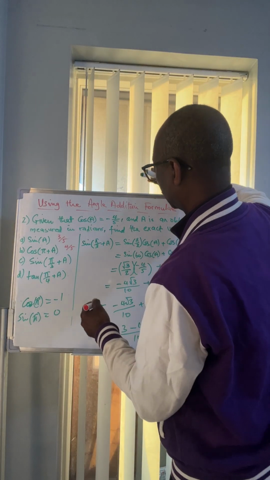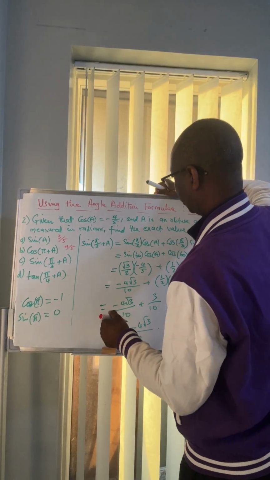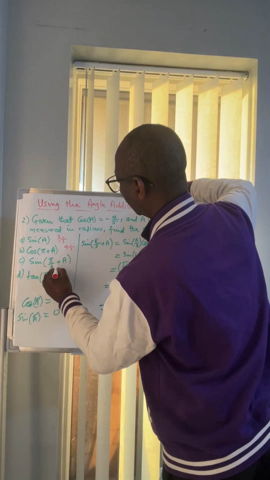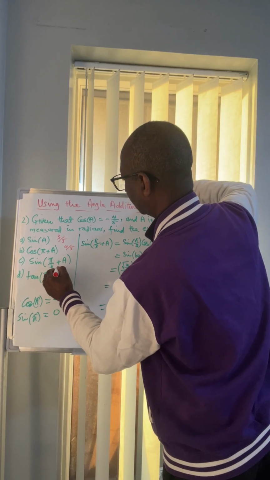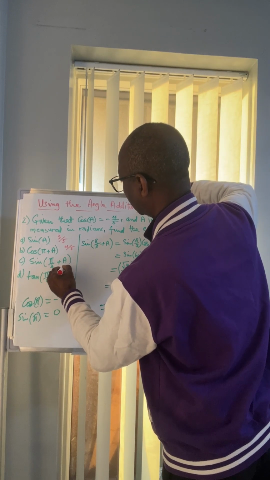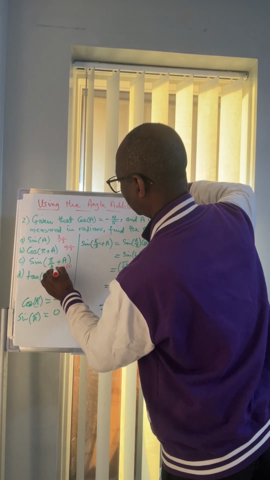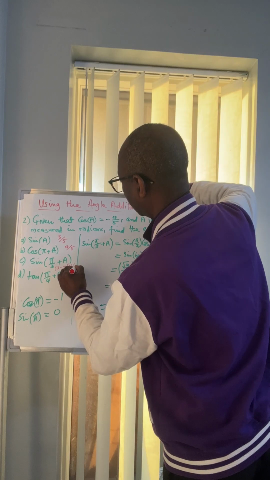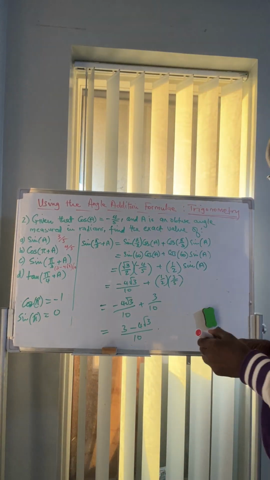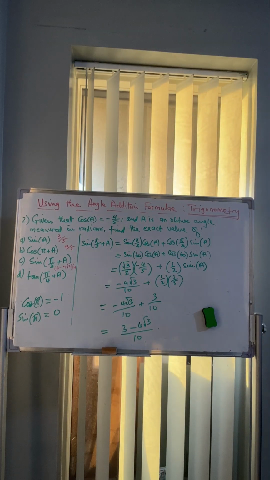Let me just catch it somewhere here. We have 3 minus 4 root 3 divided by 10. That's what you get.